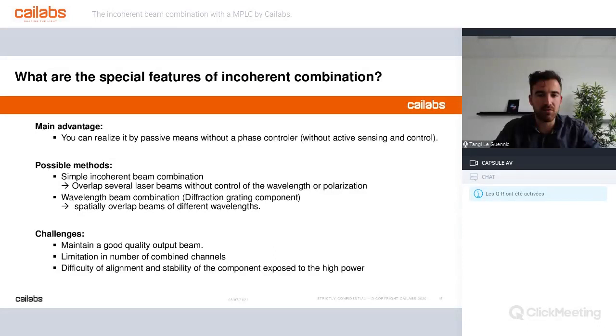To finish my introduction on the incoherent combination, we can say that the main challenge is to maintain a good quality output beam, and the ability to combine a lot of sources is also a real challenge. And finally, it's not easy to align. Is it easy to align? Is it stable exposed to high power? These are also important questions.